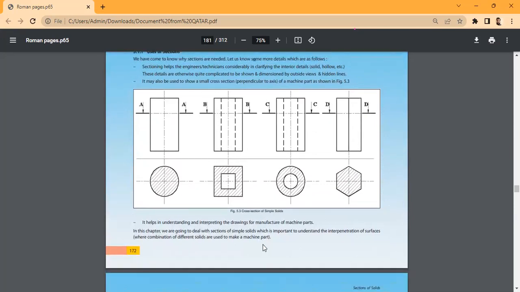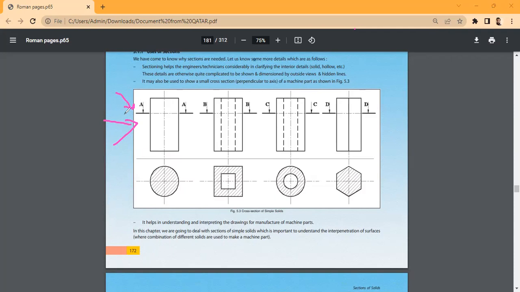Tell me something about this one. The first figure. It's a cylinder. Correct. And it's been cut with a cutting plane parallel to HP and perpendicular to VP. Correct.